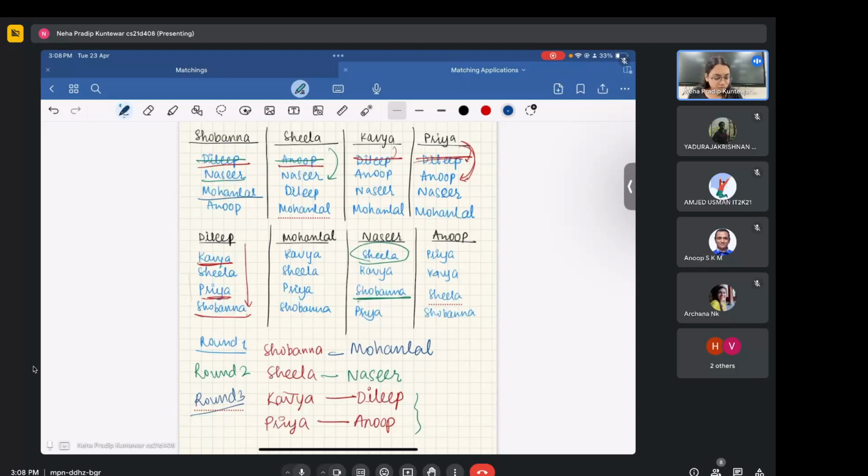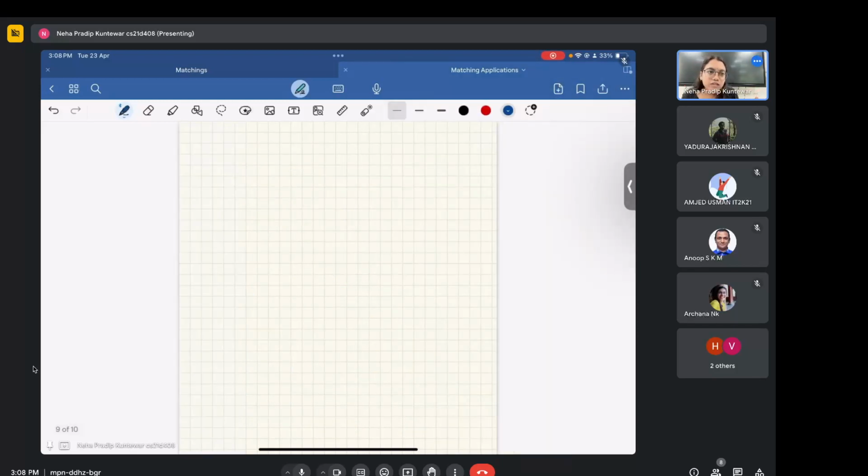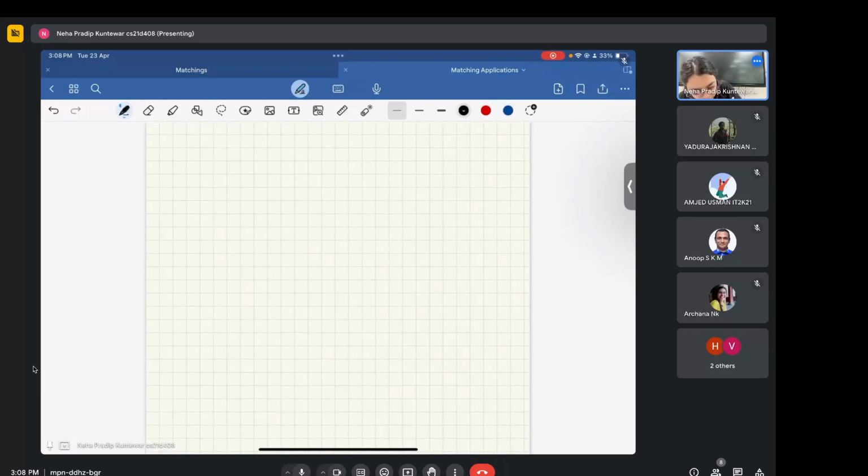So it indeed happens that this is a stable marriage. There are no instabilities in this marriage. Now, what we will do is we will prove that the Gale-Shapley algorithm indeed outputs a stable marriage.